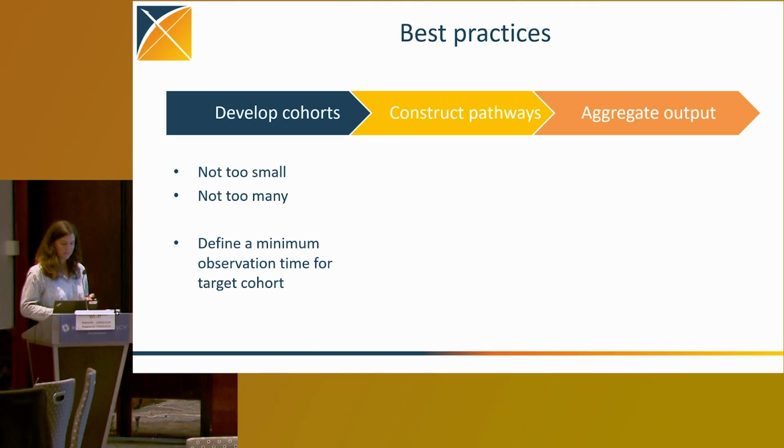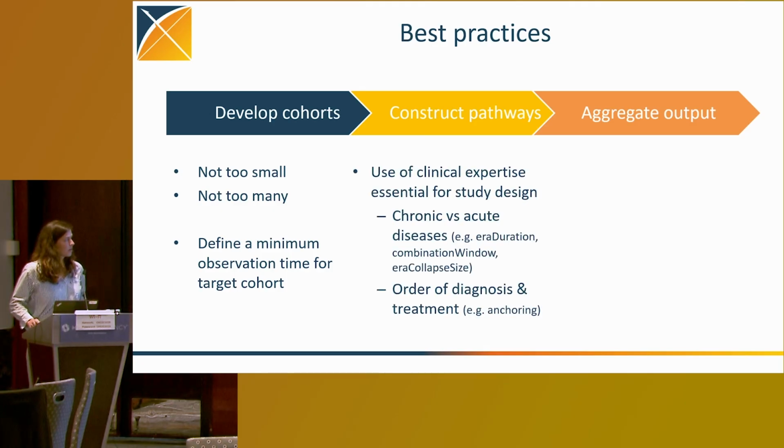to consider. Then for the construct pathways, there are the 3 choices that I just highlighted, but there are more choices. There's more freedom, which I think is a good thing. But there it is important to go through those choices with your clinical team and consider the nature of the disease, for example, as I showed, but also, for example, the order of diagnosis and treatment.